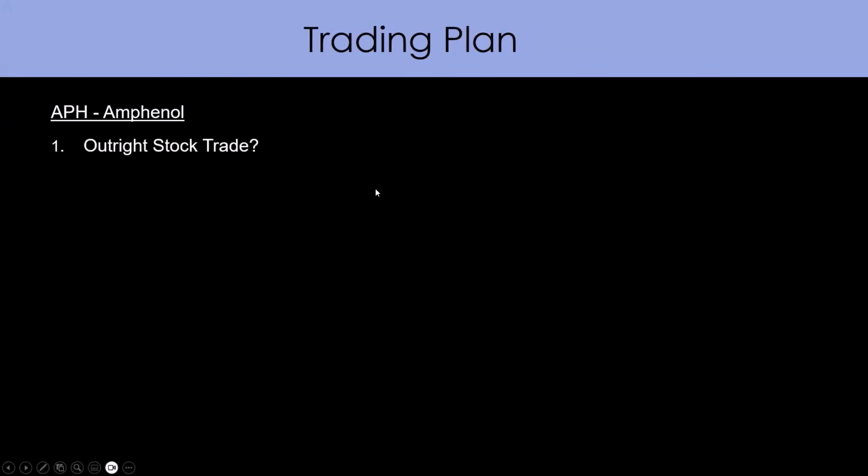We can simply buy a few shares of Amphenol, and that's a completely valid way to do it. And I asked myself the same question today. Should I just simply buy some shares of Amphenol? I could collect dividends, I'd be a part owner of the stock. There are all kinds of benefits that come with this plan.